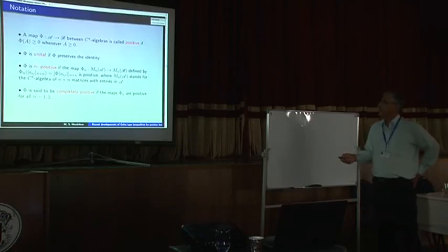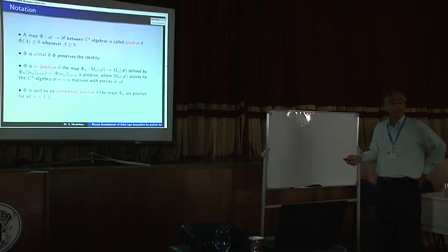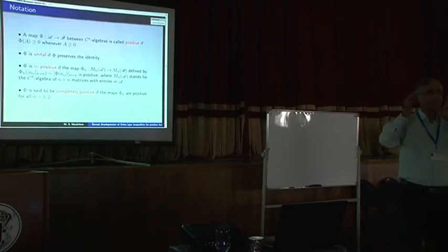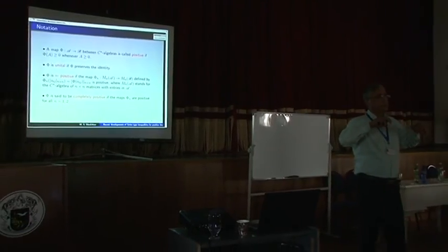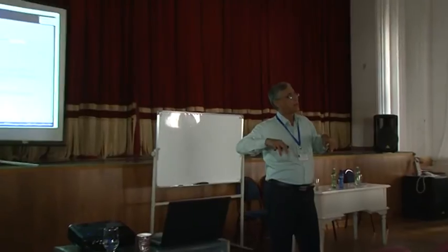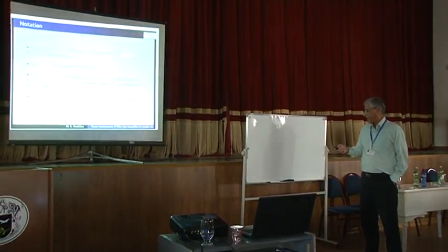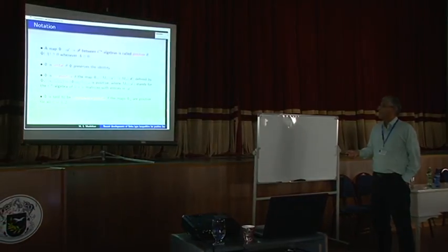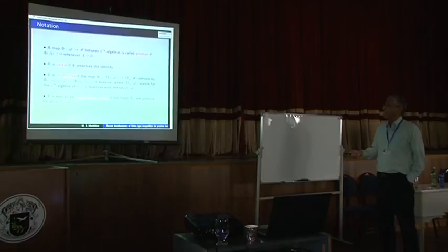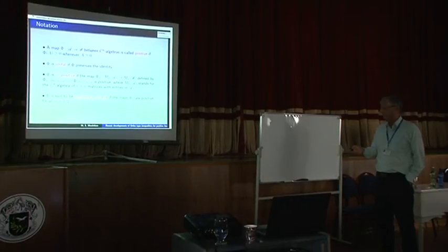In general, when phi is bounded, phi n is also bounded. But in general, we do not have an upper bound for all phi n. I mean, the norm of phi n is less than or equal to m sub n, but maybe the supremum of m n does not exist. If this happens, then we say that phi is completely bounded. And phi is called completely positive if all of the phi n are positive.